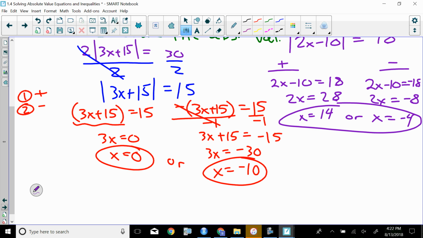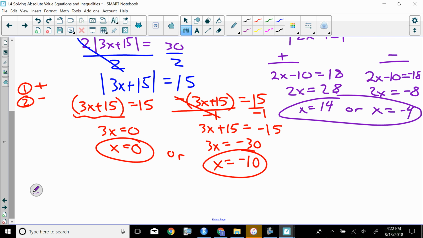Alright, so there we go. Looks like we're powering through this stuff. I really don't think I need to do another example. You got plenty on your worksheet to work through. Make sure you're asking me in class if you're having trouble with these.